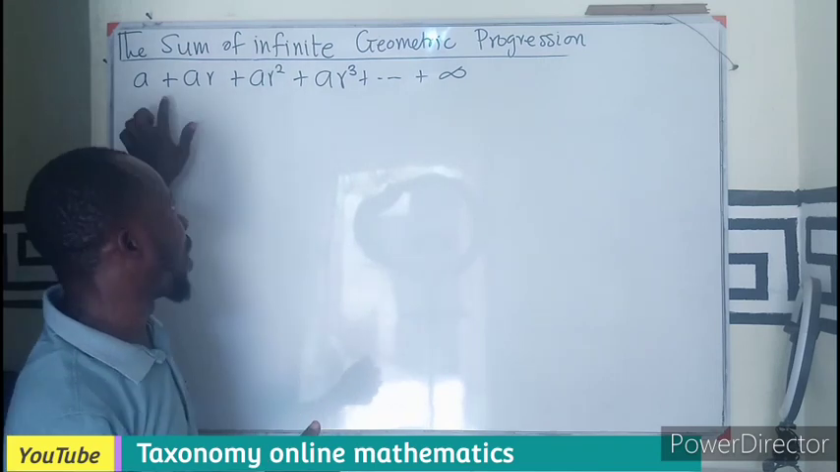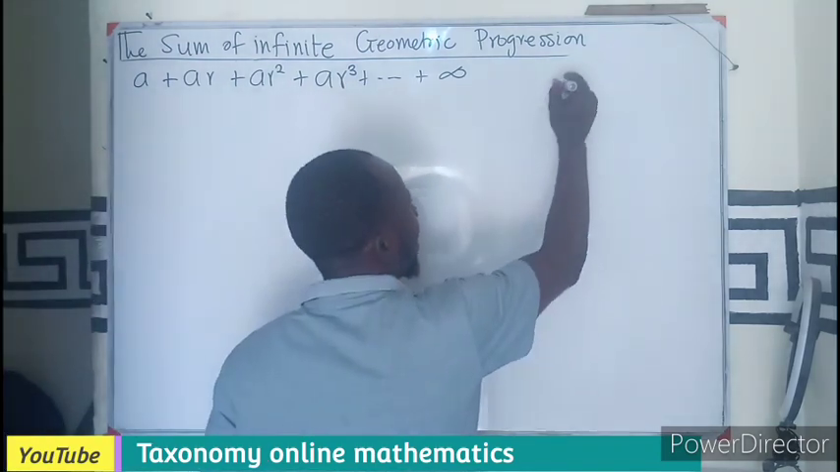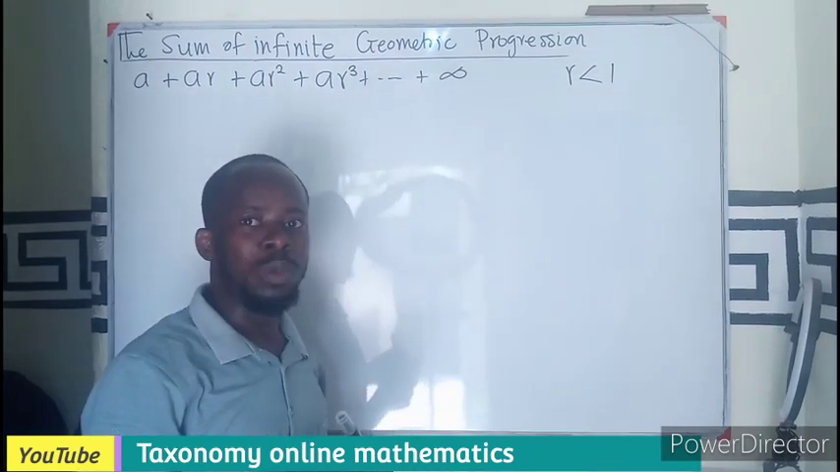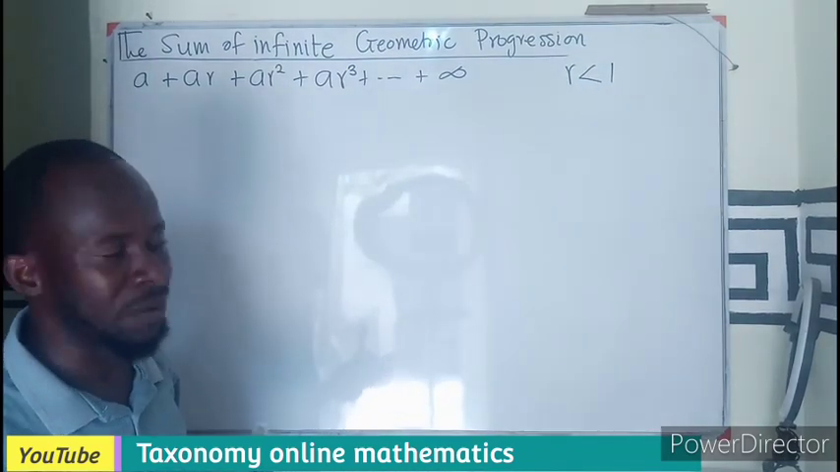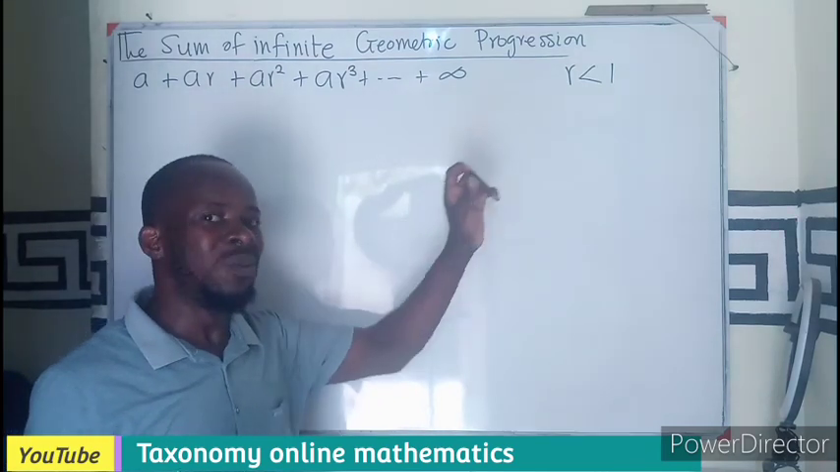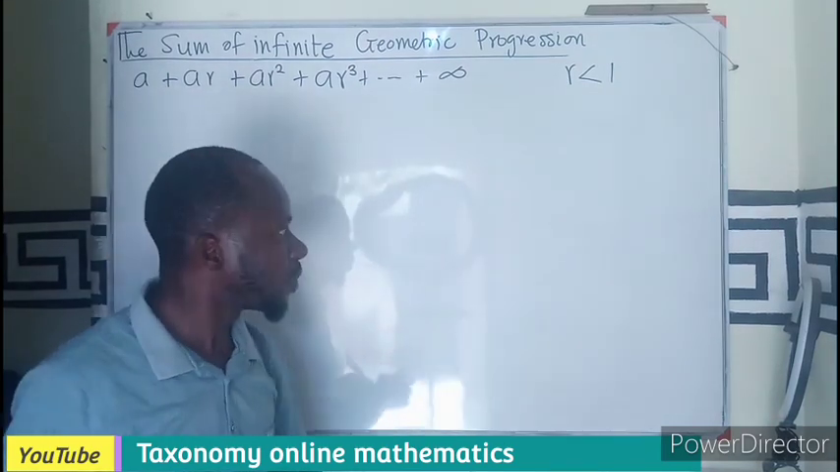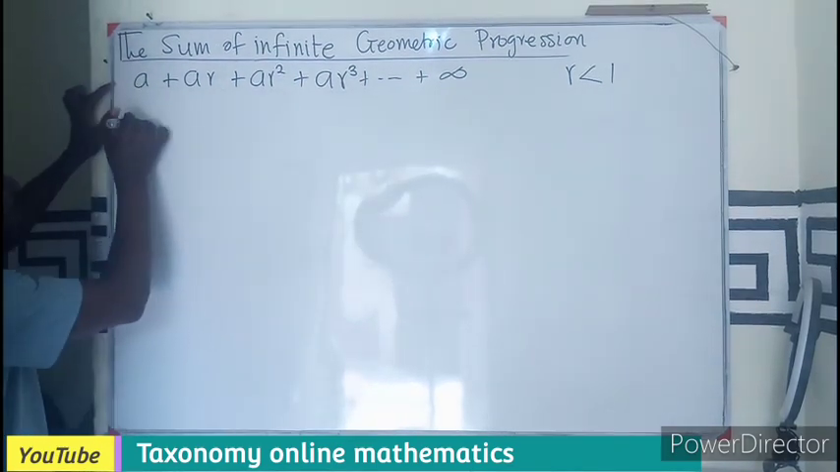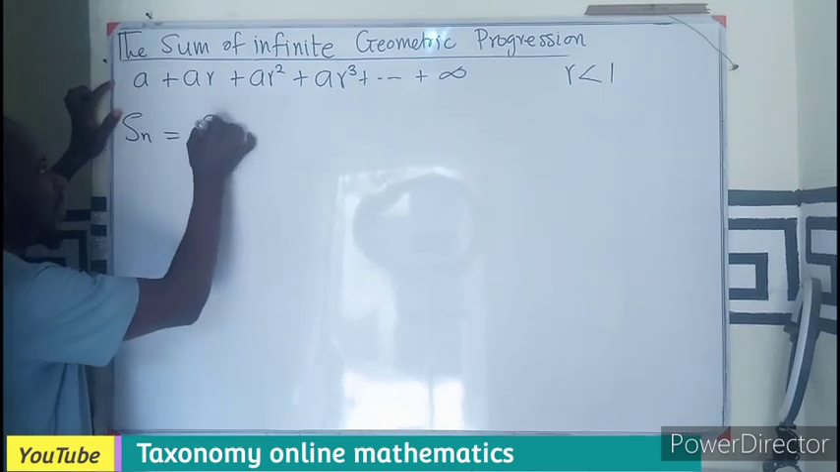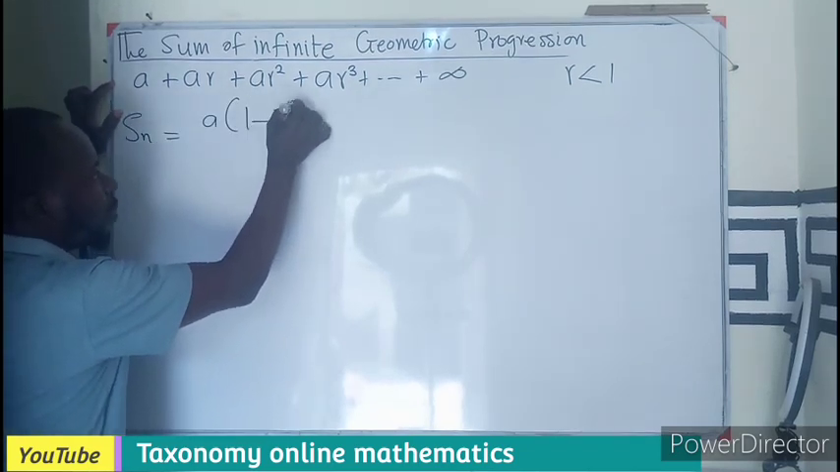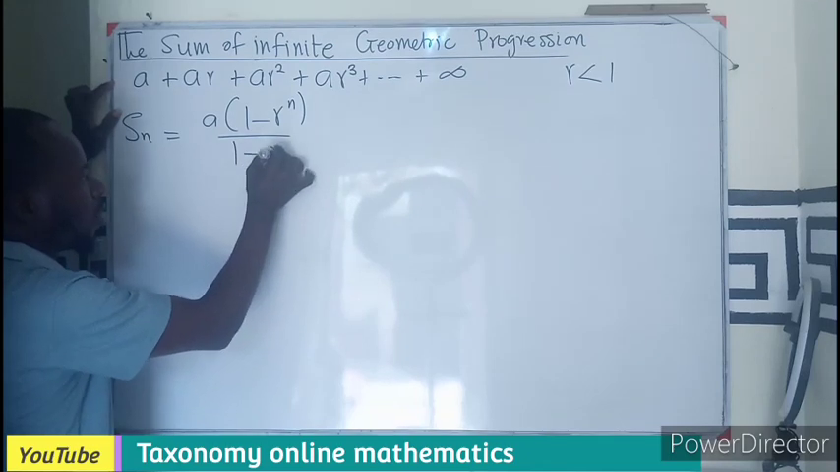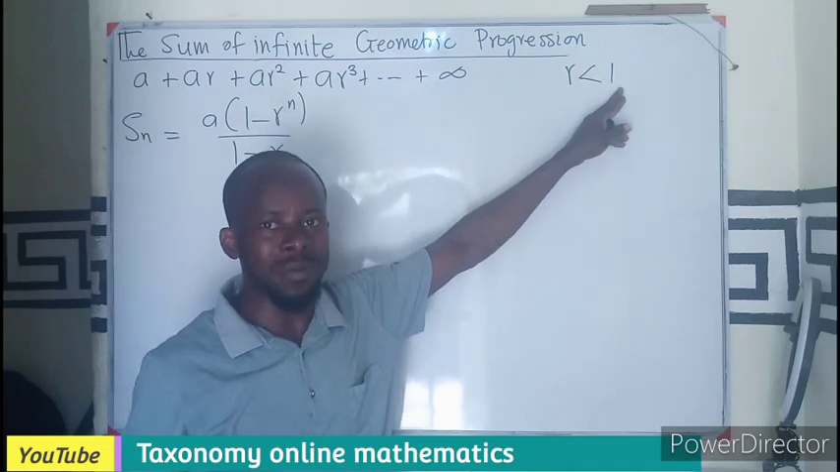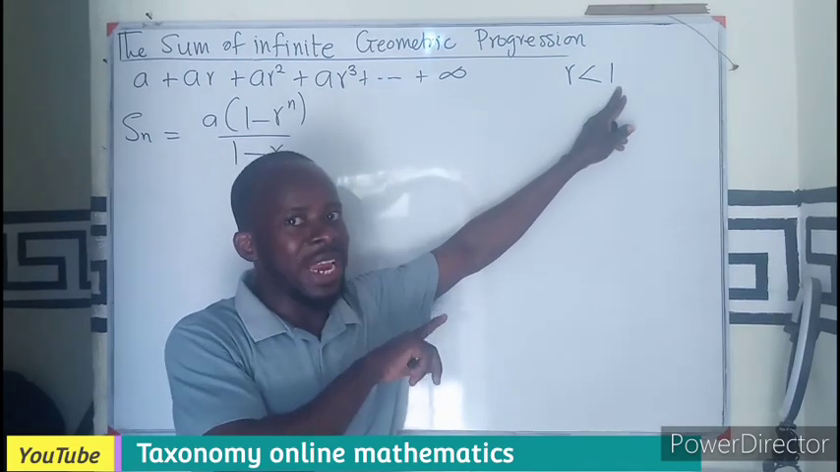Under this, we are going to consider where the common ratio is less than 1, meaning it should be a proper fraction. If we have this, then we can say the GP is going to be convergent. Now, if I want to find the sum of the n terms, we know Sn equals first term times 1 minus r exponent n, all over 1 minus r. That is the case where the common ratio is less than 1, for the n terms, finite.